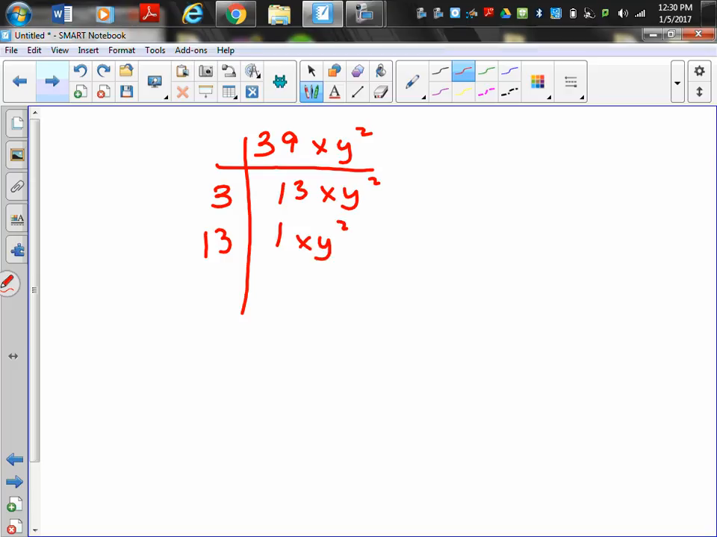Now what can I divide out of it? X. So I have a y squared. Now what can I divide out? So y times y gives me y squared. Now what can I divide out? So y times what gives me y? 1. So what's my prime factorization? 3 times 13 times x times y times y.